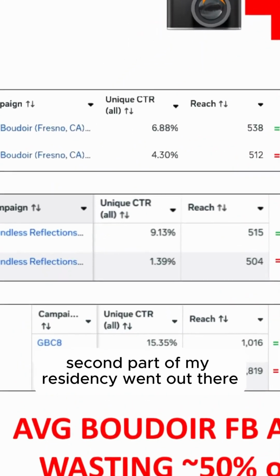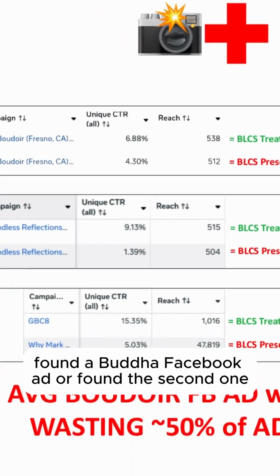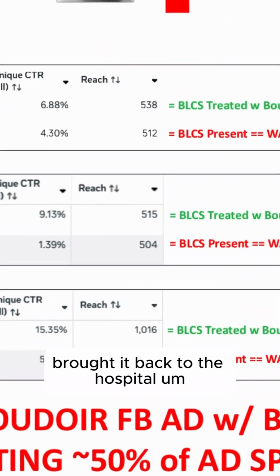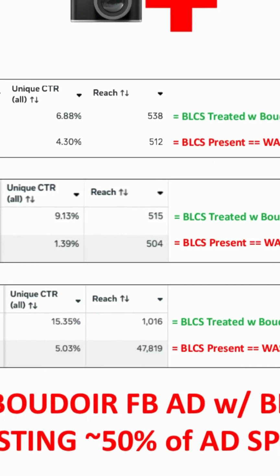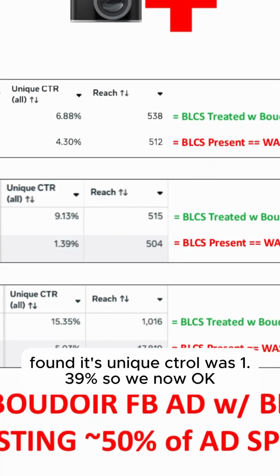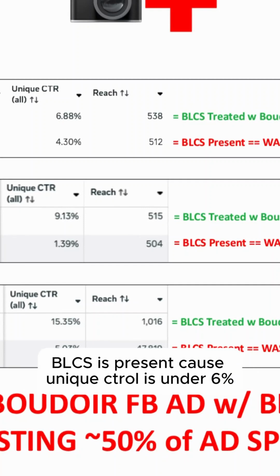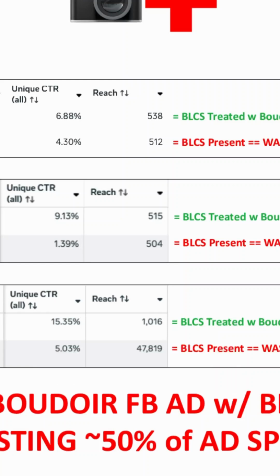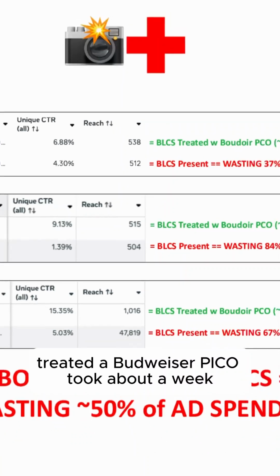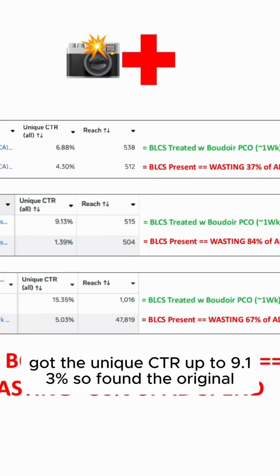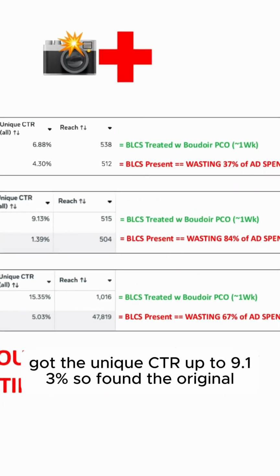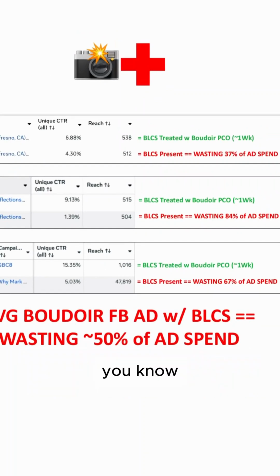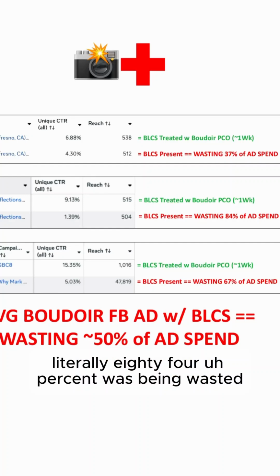Second part of my residency, went out there, found the second Boudoir Facebook ad, brought it back to the hospital, tested it, found its unique CTR was 1.39%. So we know, okay, BLCS is present because unique CTR is under 6%. And we duplicated it, treated with Boudoir Pico. Took about a week. Got the unique CTR up to 9.13%. So if they're spending 10 grand a month on the original Boudoir Facebook ad, it was wasting 84, literally 84 percent was being wasted.